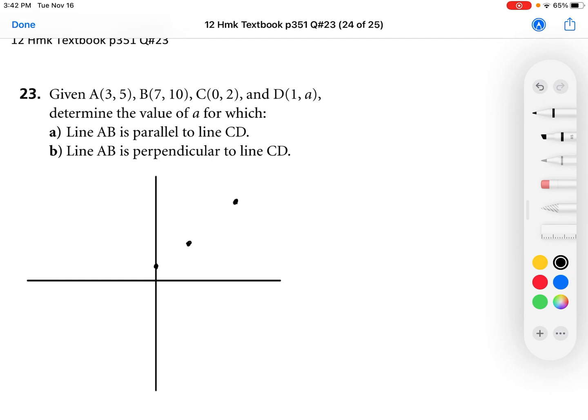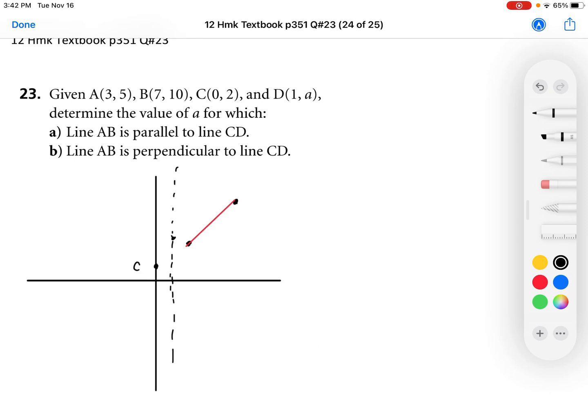Okay, so let's see here. We're going to have the line AB, so this line AB here. And we've got our point C, and D is going to be at 1 and A. So 1 is here, and it could be anywhere along this line here. So we want to find the values of A where AB is parallel to CD.